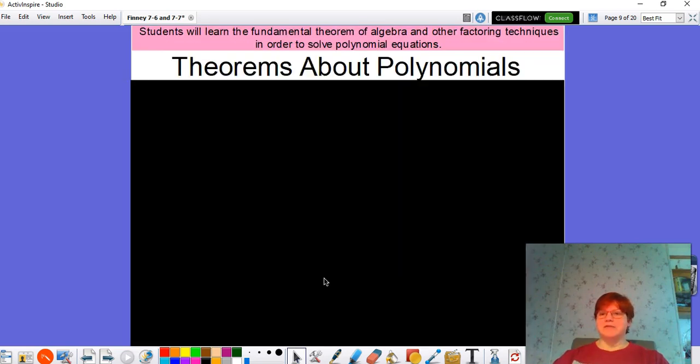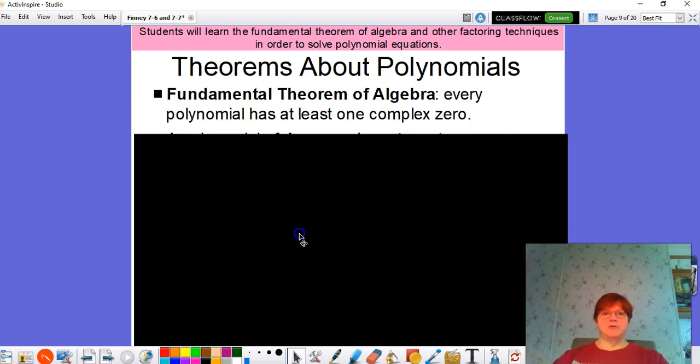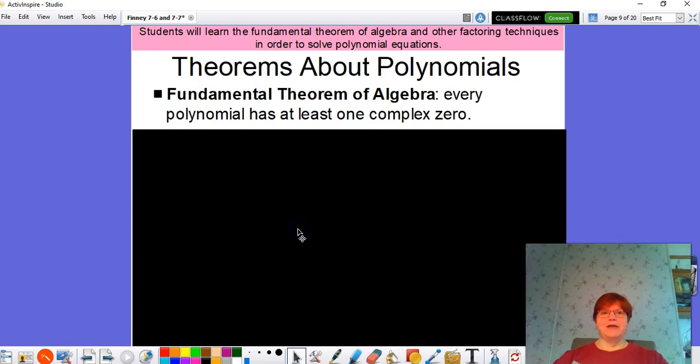So what we're going to look at first of all are some polynomial theorems. So some theorems about polynomials. First off, the fundamental theorem of algebra is that every polynomial has at least one complex zero. Every polynomial has at least one complex zero.